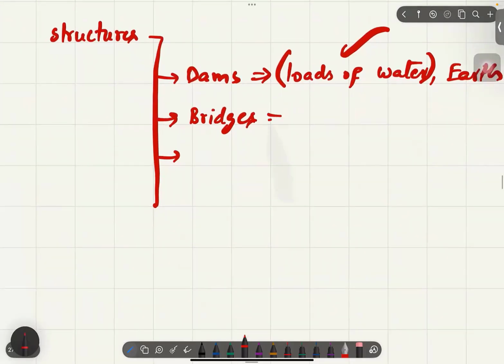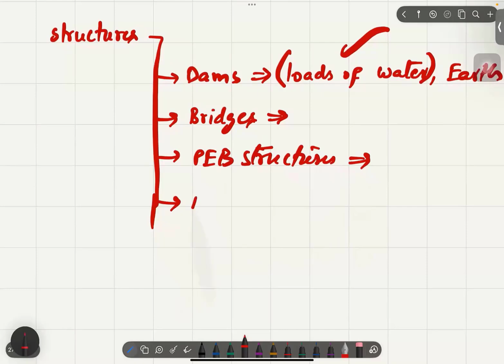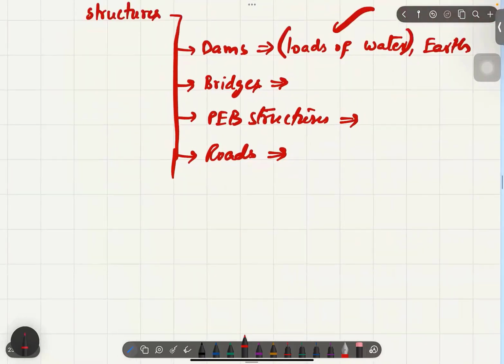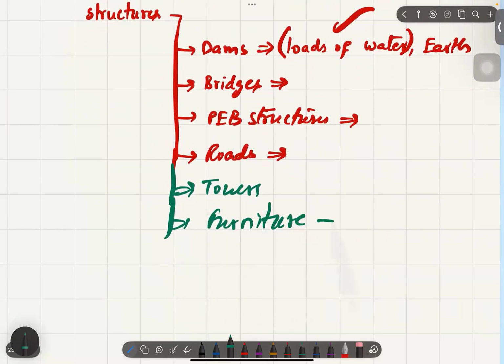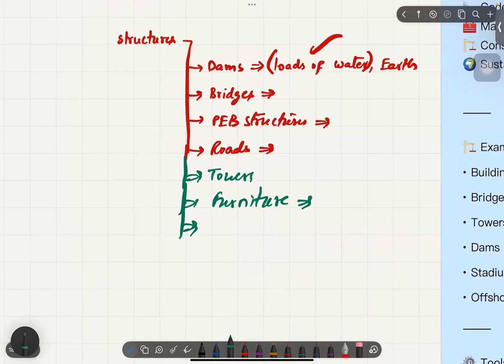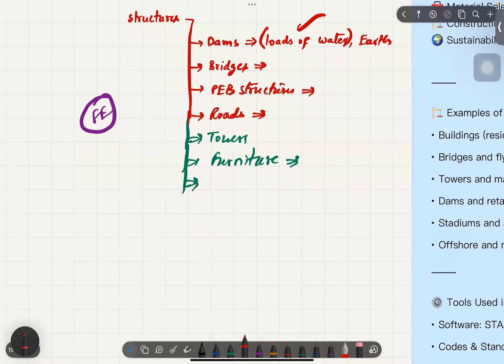Slabs. Okay, this is also. Pre-engineered buildings, PEB structures. I agree. They take loads like wind load, self load, dead load. And then roads. They will take the vehicular loads. I agree. Towers, furniture. Towers, I agree. Furniture, I admire your answer. Furniture or load taking structures. Then we missed one structure which we're going to study under the FE syllabus. Buildings. Yeah, buildings. Okay. We missed trusses, right? They are also a kind of structure.